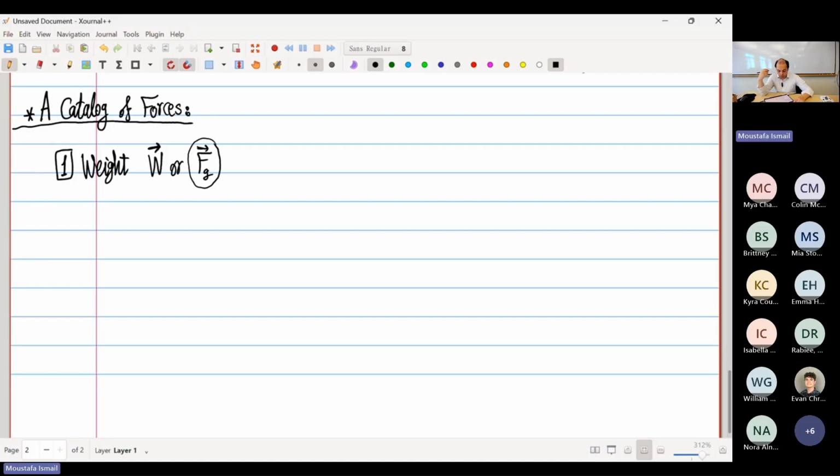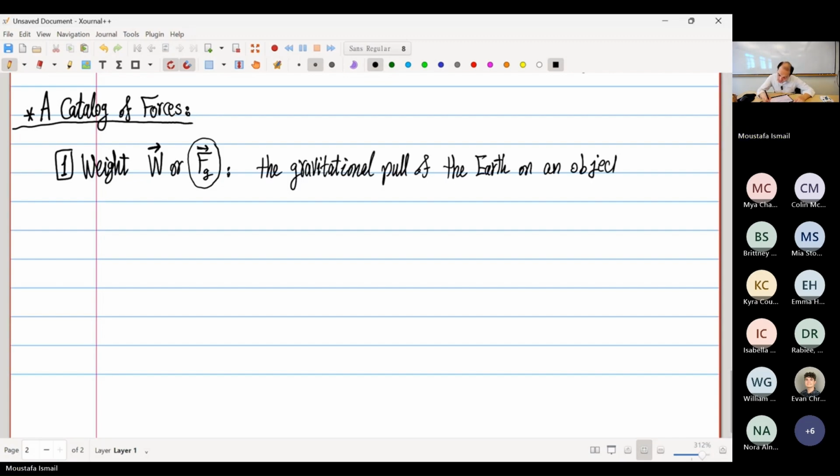Weight is the gravitational pull of the Earth on an object. So weight is a force. It's not measured in kilograms. Usually in everyday language, we talk about weight as mass, but in physics, we differentiate between these two different concepts. Weight is a force. It's measured in newtons, but masses are independent of forces. Mass measures how much an object resists motion, which we will discuss when we discuss Newton's second law. But mass is different from weight.